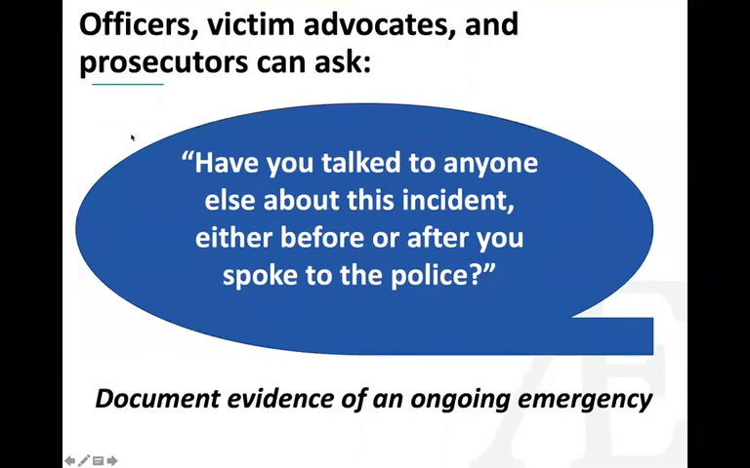Here's a good question that we should be asking victims of crime, particularly crimes involving group violence, domestic violence, the crimes that we know a lot of intimidation is associated with. We want not just police, but prosecutors, victim advocates, anybody can ask the victim this. And that is, have you talked to anyone else about this incident, either before or after you spoke to the police? And so you can imagine the situation might be a victim of a violent crime calling 911, asking the police to come for help, or calling the police at some point, or flagging down a police officer and telling them what's happened.